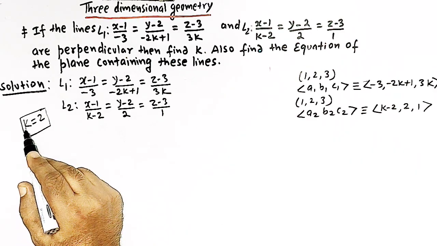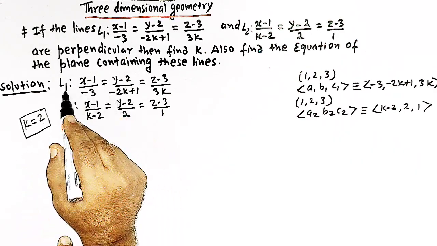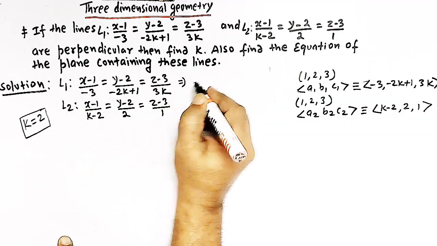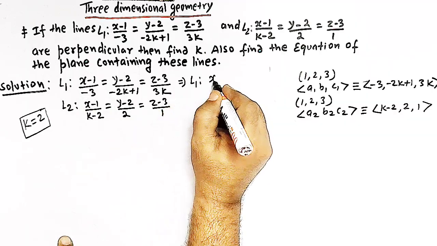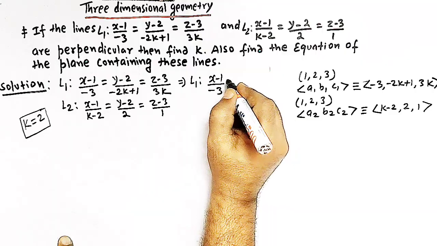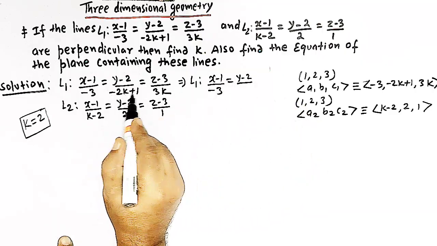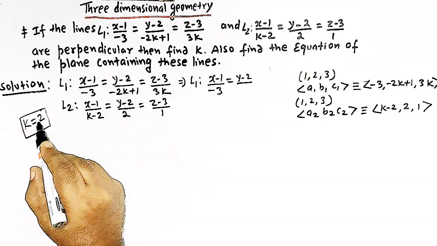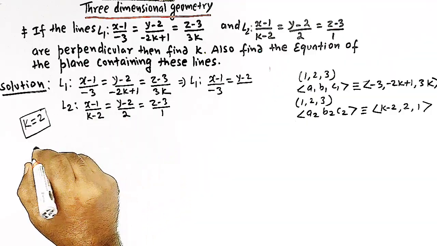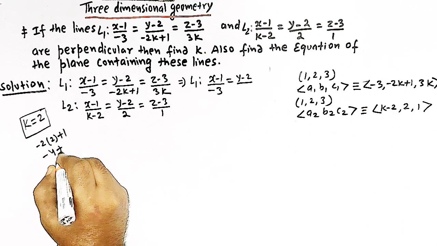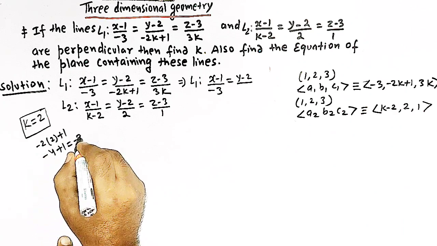So now if we take k is equal to 2 in the equation of line L1, then we have here (x minus 1) over minus 3, (y minus 2) over minus 2k plus 1. So taking k is equal to 2, over here we have minus 2 times 2 plus 1, that is minus 4 plus 1, that is minus 3.